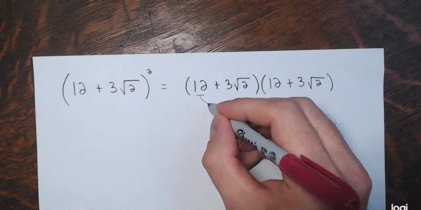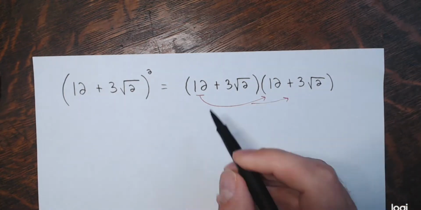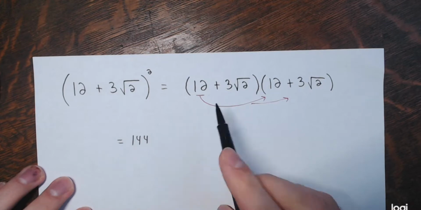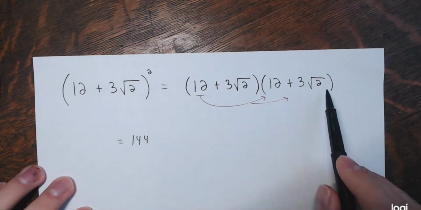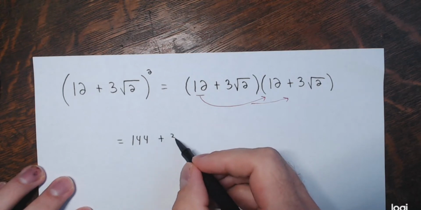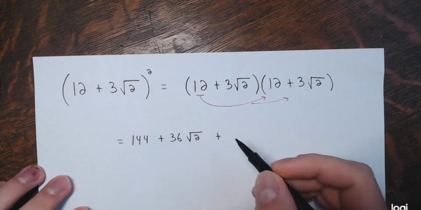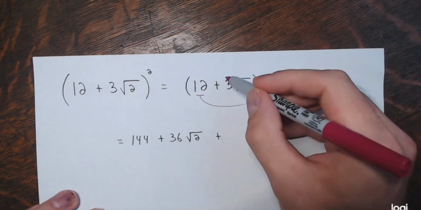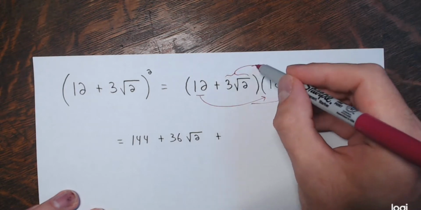First I'll take the 12 and distribute it to the other expression, right? Now 12 times 12 is 144. And then 12 times 3 times the square root of 2 is 36 times the square root of 2. Alright. Then, done with the 12, move over to the 3 root 2 and distribute it.